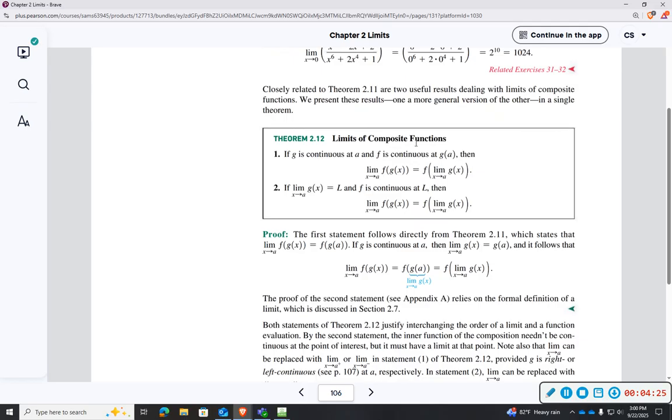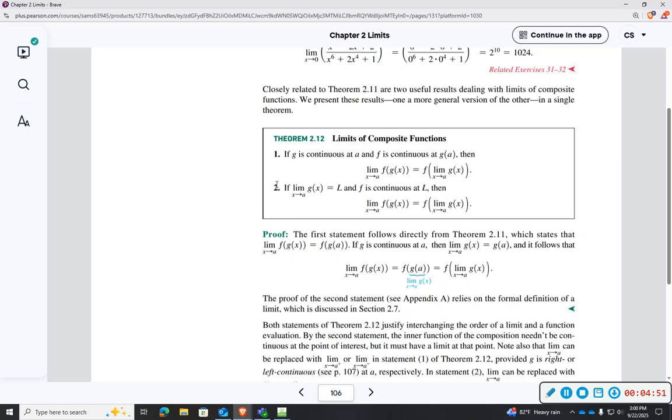And then we talk about limits of composite functions. If g is a continuous function at a, and f is continuous at g of a, then the limit of f of g of x as x goes to a is equal to f of the limit of the function. So the limit of the composite function is equal to the function of the limit. You can still find the limit of g of x, plug it into f, and you get the same thing.